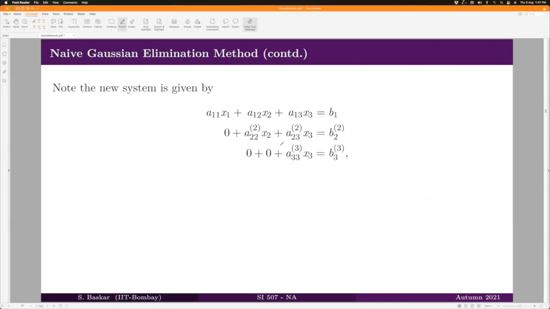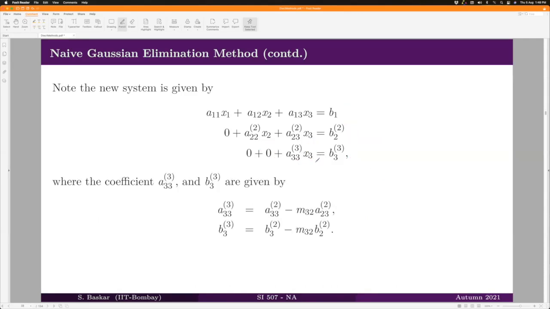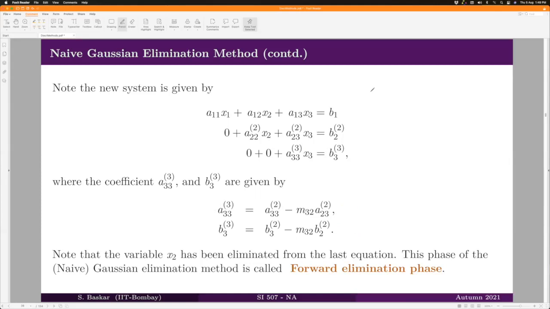So therefore, by doing this, your second coefficient of the third equation becomes 0, and you obtain the equivalent system like this, where in the third equation you only have the term involving x3. Therefore, by direct calculation, x3 can be obtained, right? How can you obtain x3? x3 is b33 by a33, and those coefficients are given by these expressions. So this process of the method is called the forward elimination process.